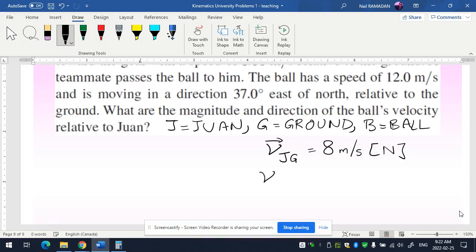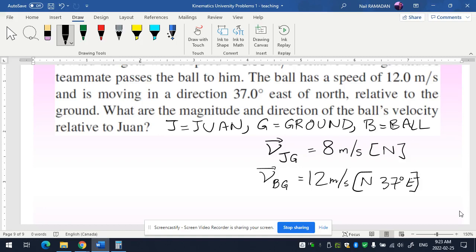How about the other one? What's that 12 meters per second at 37? What to what? Ball to the ground. Yes. So V B to G, which is 12 meters per second. In which direction? Okay, we said east of north means northeast. So north 37 east. Again, at the end, we'll just reference everything to the axes. We're good. What are they asking us to find? The what to what? Or who to what?